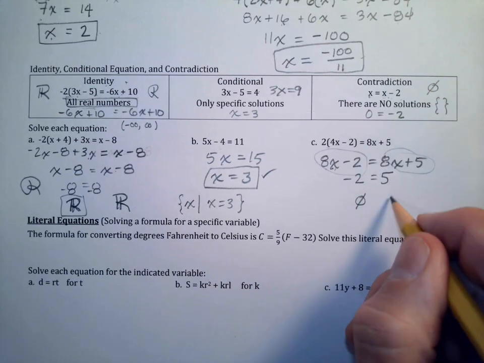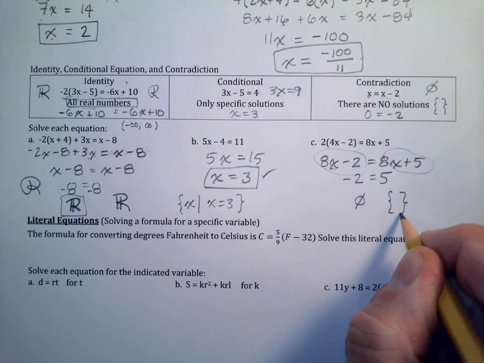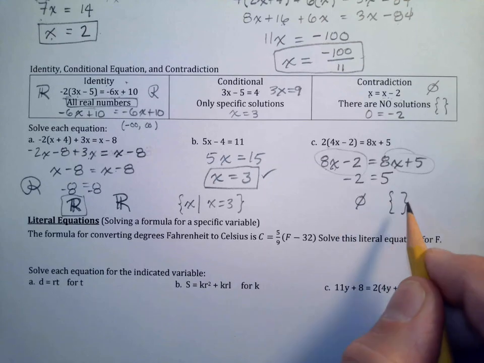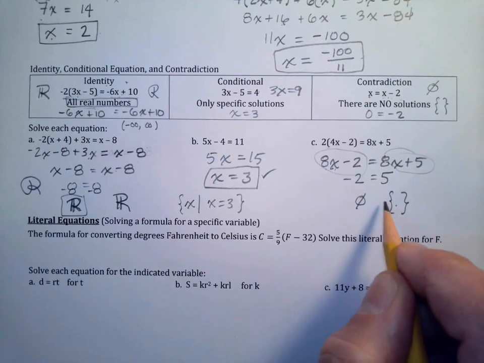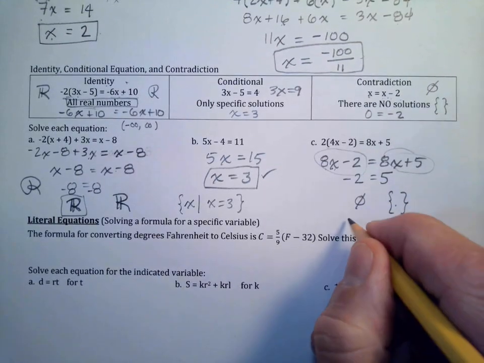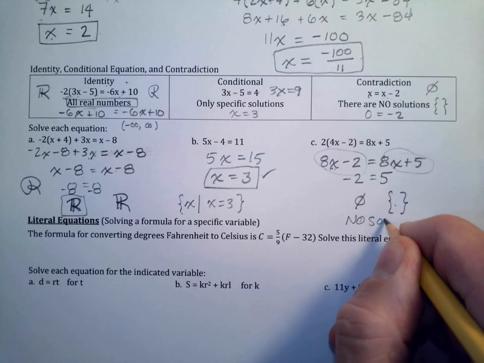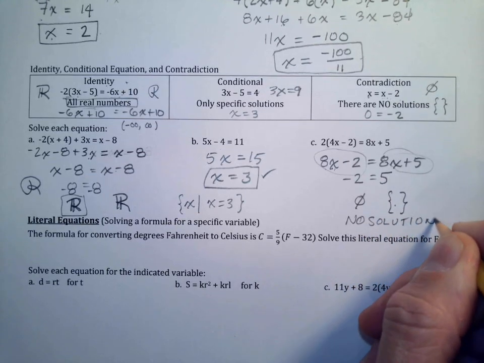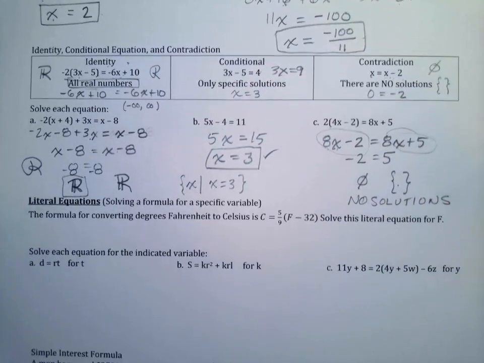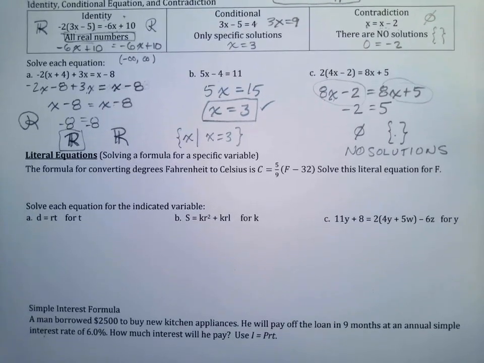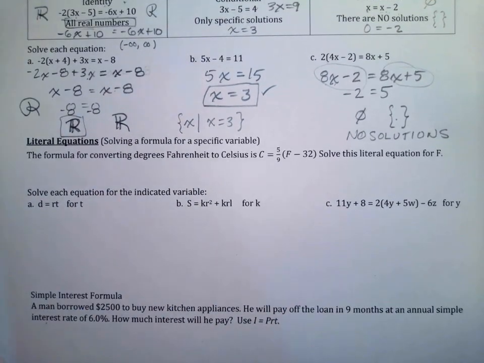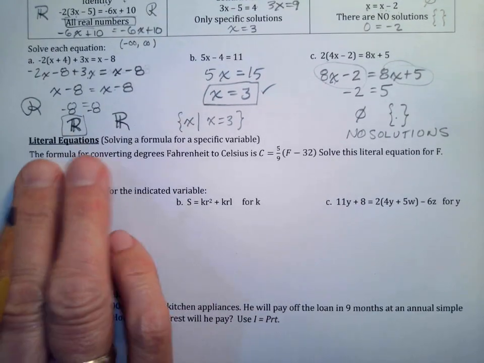Or the null set. You could do this as well. Don't put the null set in the empty set, that doesn't make sense. So one or the other. Or you could just write out no solutions, which would be acceptable as well. Okay? So let's look at literal equations, which is the next thing.